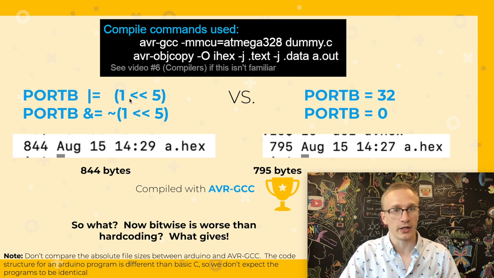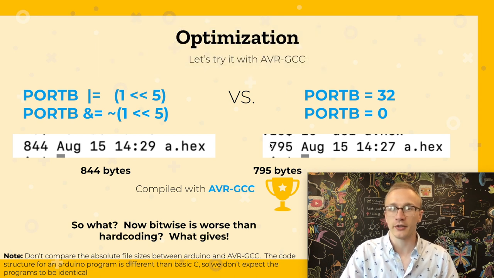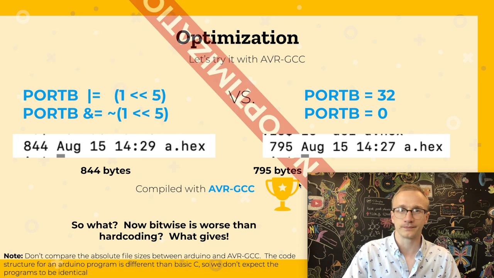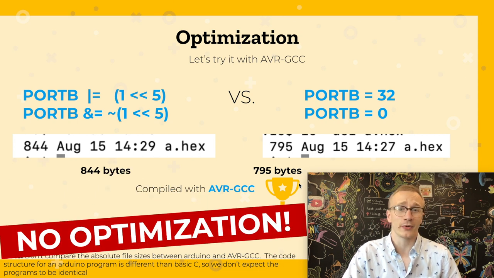But the interesting point here is when I compile the bitwise operations, it uses 844 bytes, but the hard coding uses 795. So compiling it using AVR GCC in the command line seems to do better when we hard code it. So why is it the opposite? Well, in this case, we weren't compiling with optimization. So it was following our code and doing exactly what we told it to without trying to make any shortcuts.